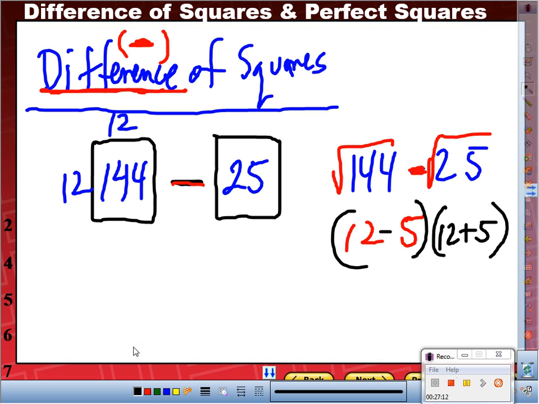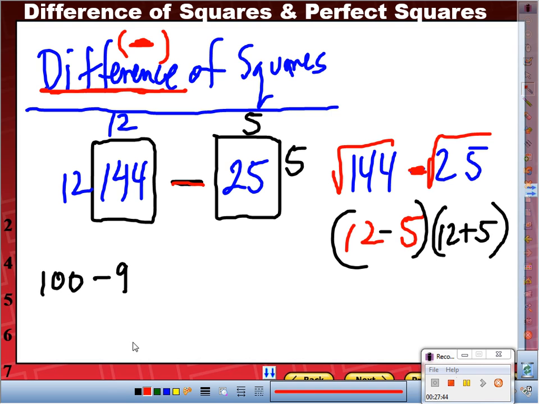Let me show you another difference of squares. 100 minus 9. The 25, I just made it up, 5 times 5. I'm making up these numbers. So 100, I got it from 10 times 10. 9, I got it from what? 3 times 3.